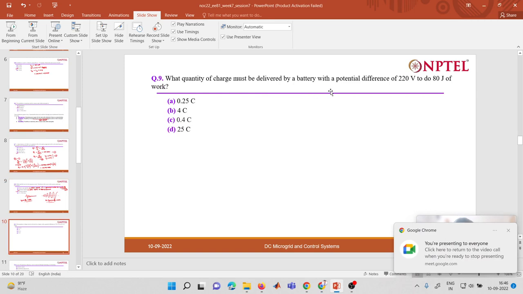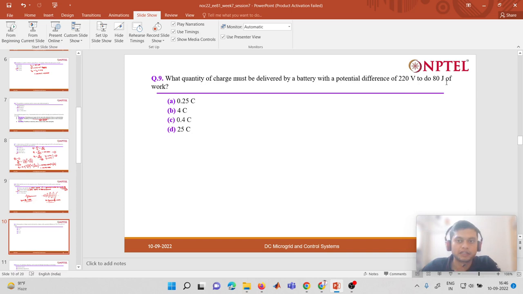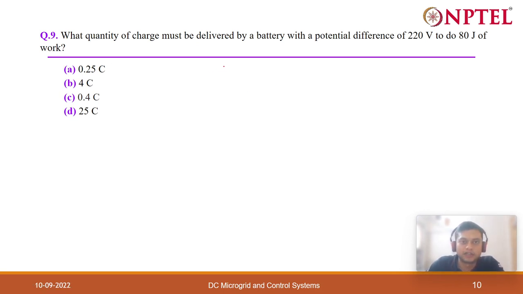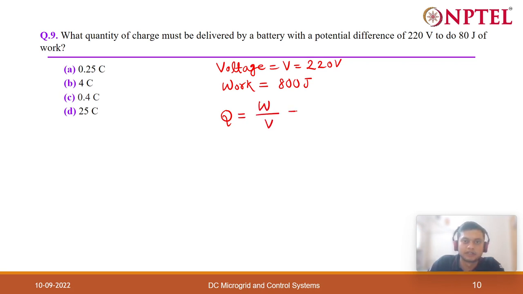What quantity of charge must be delivered by a battery with a potential difference of 200 volt to do 180 joule of work? I think this is a very basic question, and we have studied it in our school days. So we need to find this out. We have voltage given as 200 volt, and we have work given as 180 joule. So we need to find Q. So Q will be work divided by voltage, that is 180 joule divided by 200 volt. It is approximately equal to 4 coulomb. So the correct answer will be B.